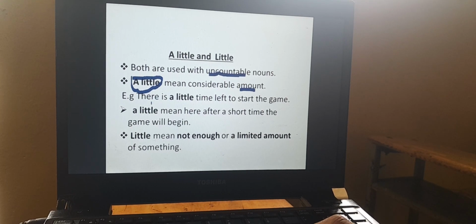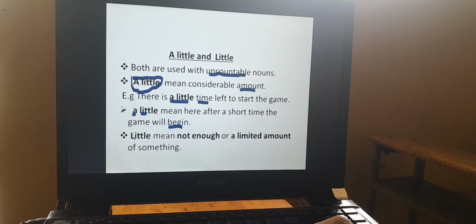There is a little time left to start the game. Time is an uncountable noun. So since it is an uncountable noun, it can be expressed by using a quantifier, as you can see here, using a little. A little means here that after a short time the game will begin. So the game has very little time to begin. Little means only here, where we have used the article a.